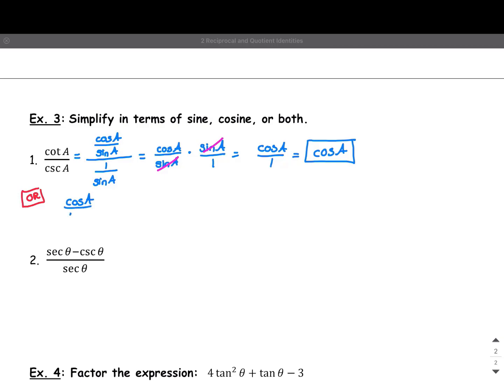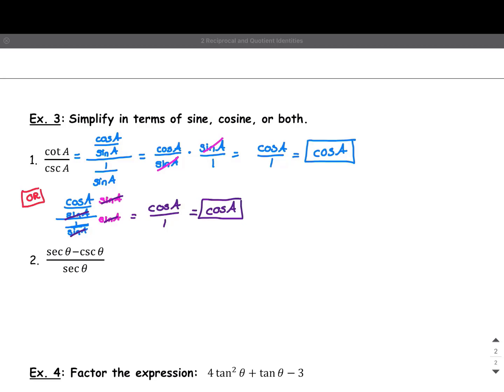If we have cosine A over sine A, all over 1 over sine A, the least common denominator here is sine A. So I'm going to multiply top and bottom by sine A. So all I did is multiply by 1. The sine A's cancel here, and I'm left with cosine A. The sine A's cancel here, and I'm left with 1. And now I have the answer, cosine A. Same answer. Okay, now the next problem.